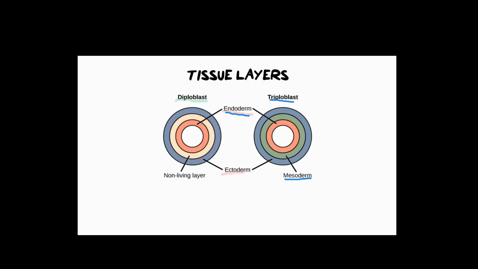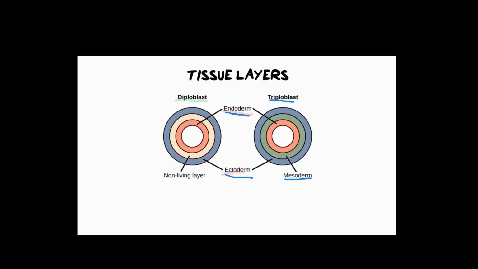And if you don't have this layer, you can't grow those organs, which means you're not that complex as an organism. And then last but not least, the triploblast also has an ectoderm, and that ectoderm, like I said, grows into the skin and possibly the nervous system of that organism.